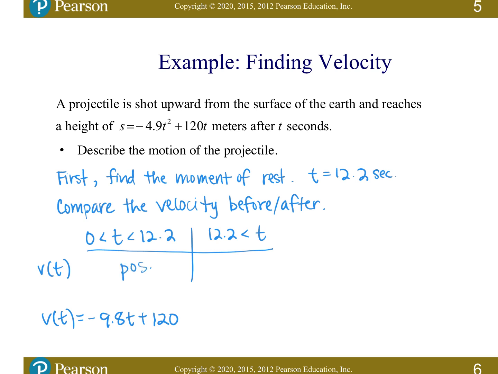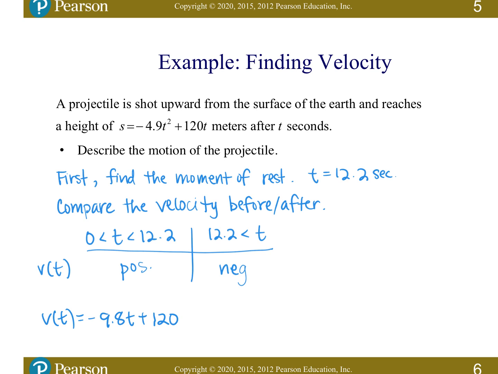Anything after, okay, if I check 13, 20, 100, anything after that, I'm going to have a negative value. That helps me describe motion, because if I know that velocity is positive, then the motion is going in what direction? Up. Positive velocity means my thing is going up. And negative values mean my thing is coming down.